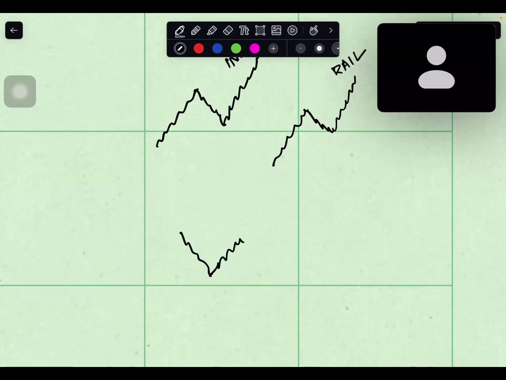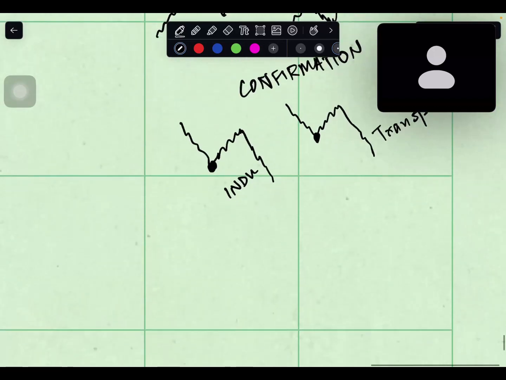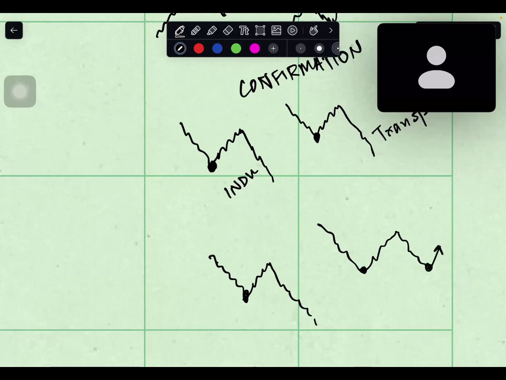If industrials have broken below a previous low, then transportation should also break below the previous low, railroads or transportation. If transportation does not, or industrials do not, then there is non-confirmation. Okay, so both these diagrams are of confirmation. This perfectly confirms it. You can have industrials making a new low, but transportation actually making a double bottom. This is non-confirmation. Something is not right. You have to wait for the smoke to clear.